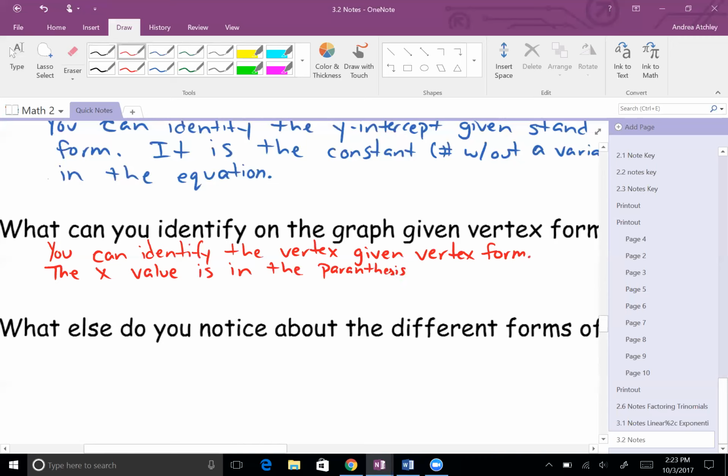The x value is in the parentheses and is the opposite sign. The y value is outside the parentheses.